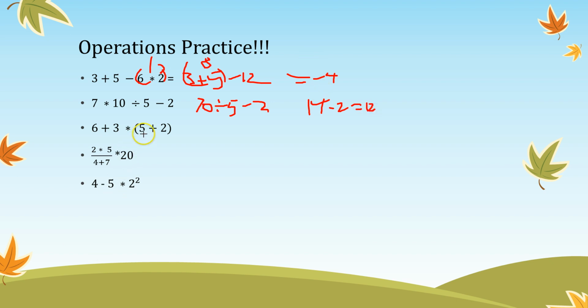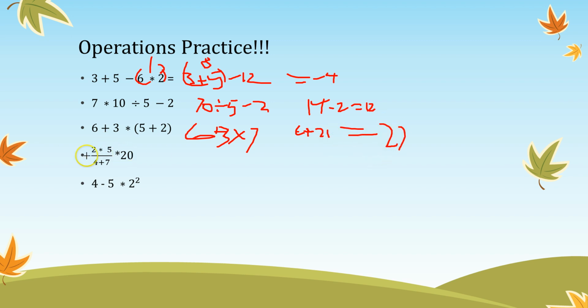Okay, so this one, we have parentheses, which means we evaluate that first. 5 plus 2 is equal to 7. So now we have 6 plus 3 times 7. Do the multiplication first. That's equal to 21. So we have 6 plus 21, and that equals 27.